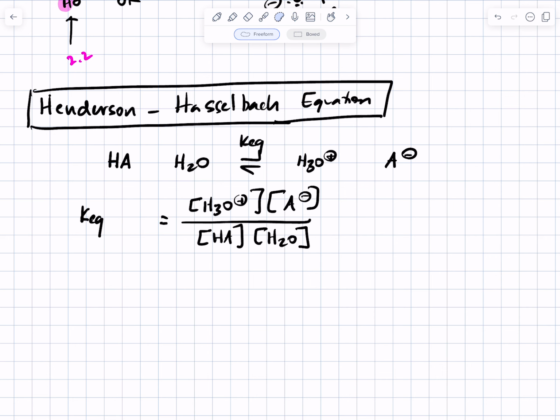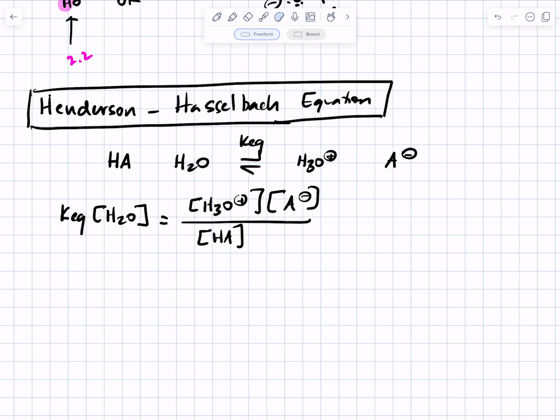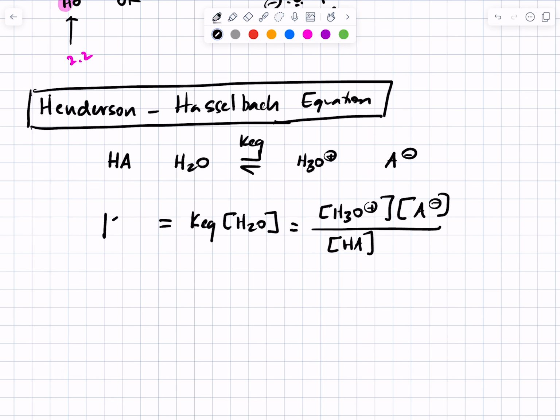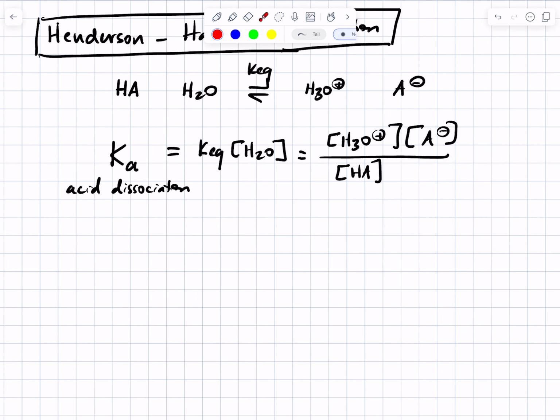So hopefully you can forgive me, we're going to multiply both sides by the concentration of water, making a little bit more space for ourselves. And then what's over on the left-hand side of the equation is our new constant, which we call Ka. That's right, Ka. This is our acid dissociation constant. And it sort of combines two things, the concentration of water and the equilibrium constant. Now, you've seen before how we get pKa, right? We take the minus log of both sides.